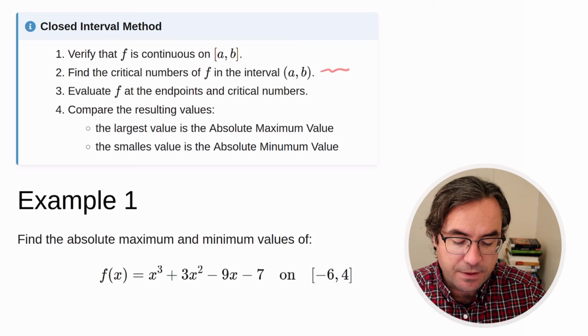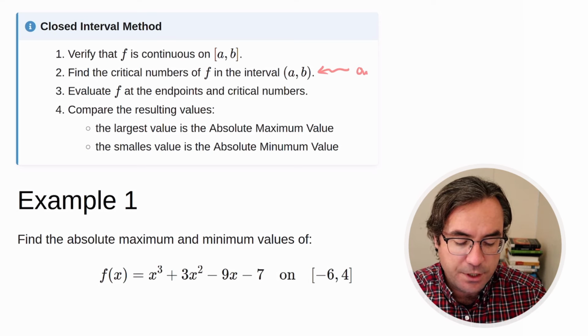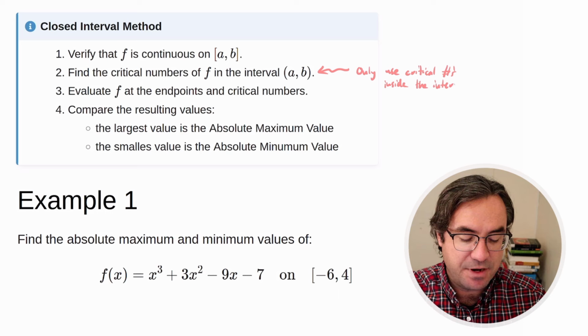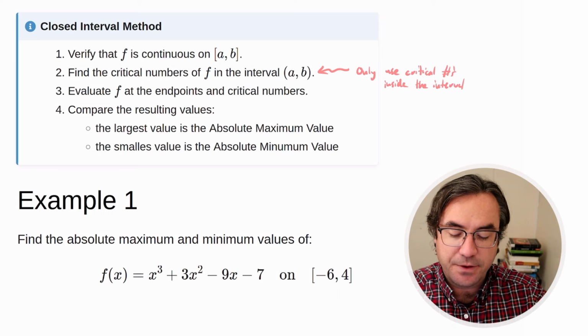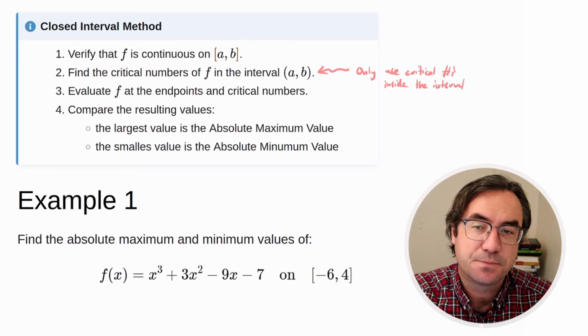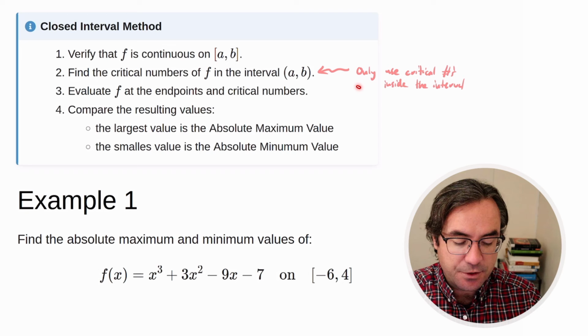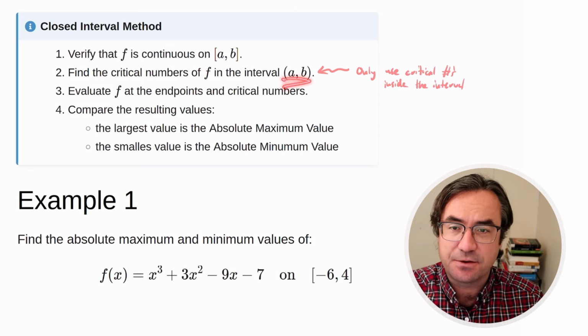So just a little warning there. Only use critical numbers inside the interval. So sometimes we might have an interval and we find critical numbers that sit outside the interval. So we would throw those out. We wouldn't use them. So we're only interested in the critical numbers that sit inside this interval.